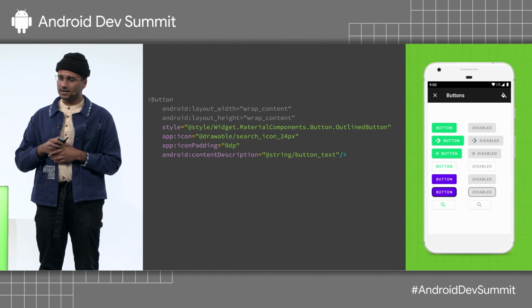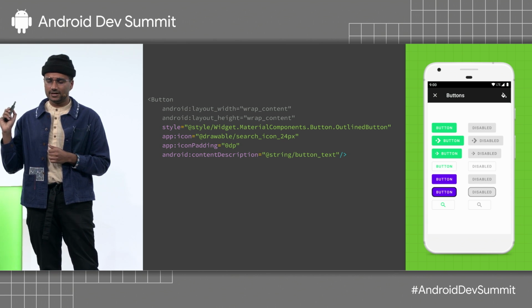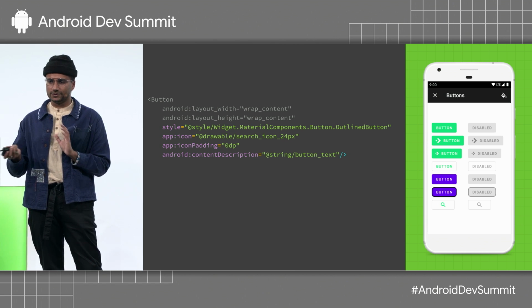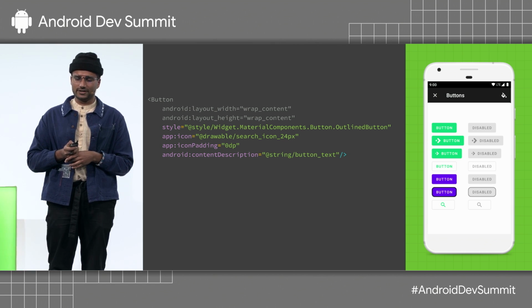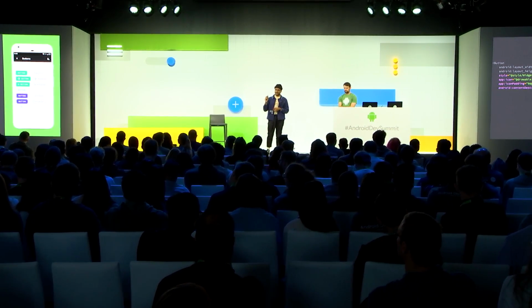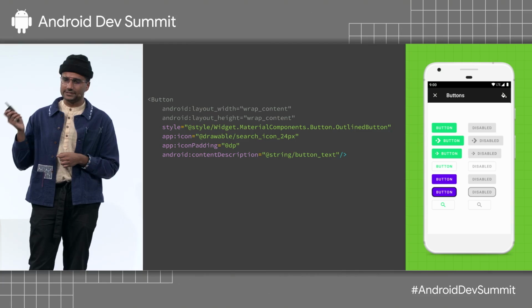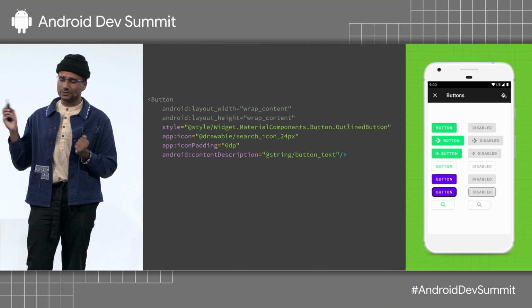You can also create just an icon-only button. In this case, we're setting the icon as well as setting the icon padding to 0 so that the icon is centered in the button. And we are also setting the content description on this button. So since there's no text, for accessibility reasons, you should set a content description so that people will know what the button's about.